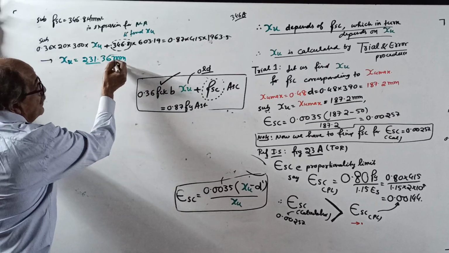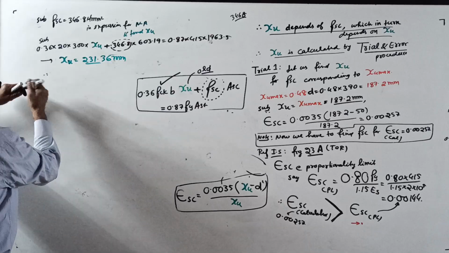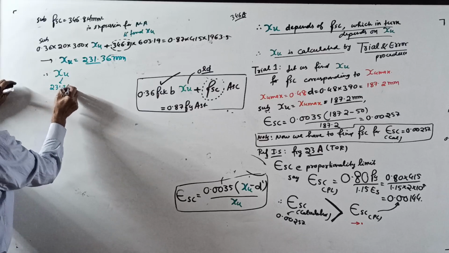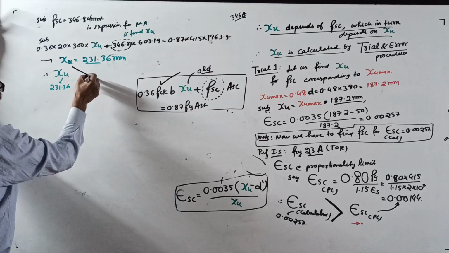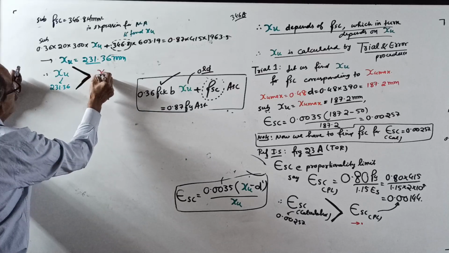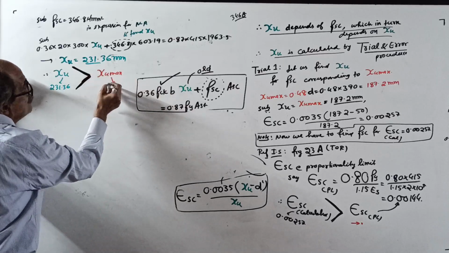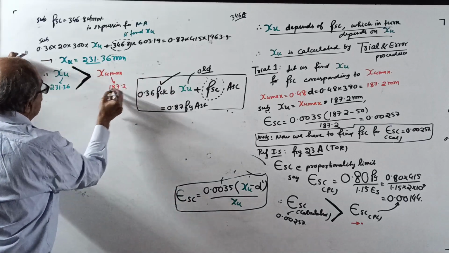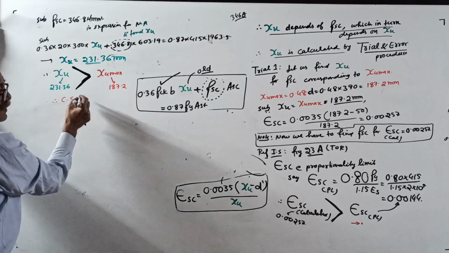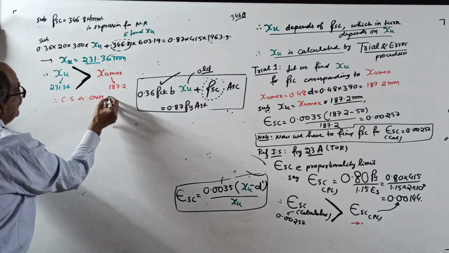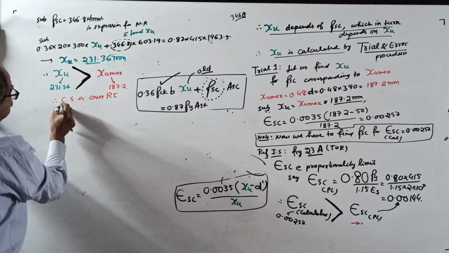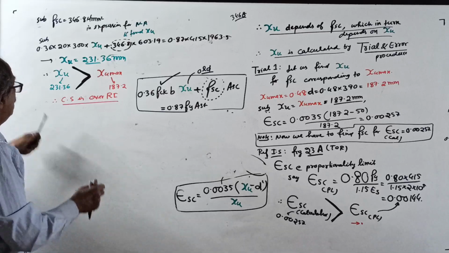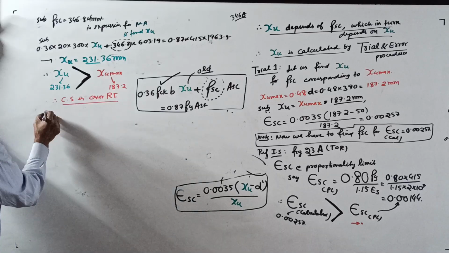See, immediately, your XU calculated value of 231.36 millimeter is more than your XU max of 187.2 millimeter. Therefore, the cross section is, some outside sound is coming, a car siren, the cross section is over reinforced. Those who want personal notes, right here, I should not tell.